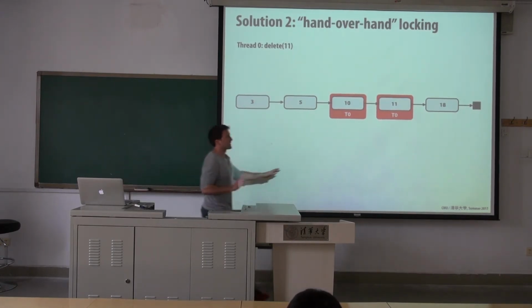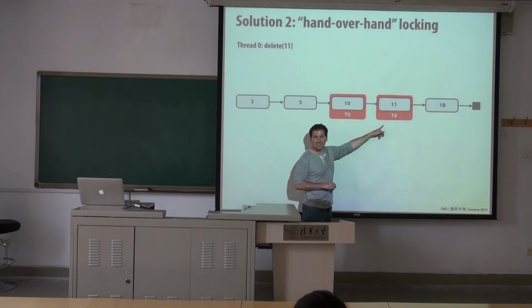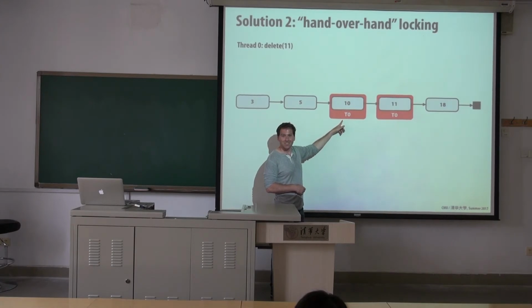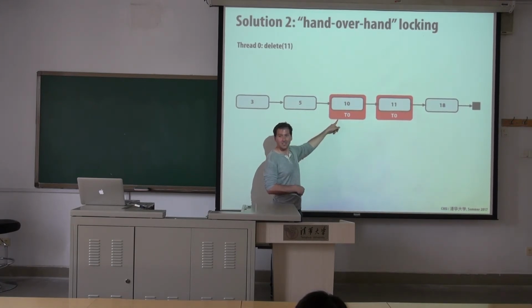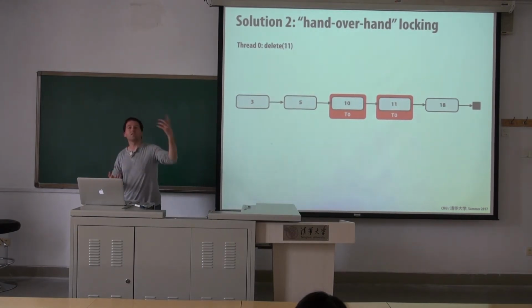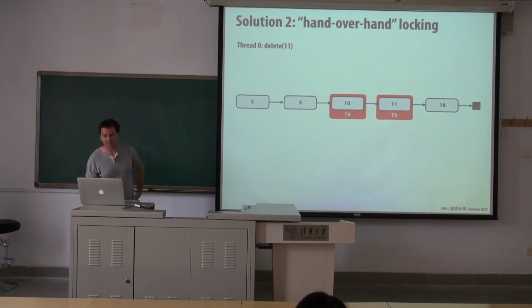So the invariant is, if I'm trying to delete 11, and I have a lock on the node before 11, I know that nobody is deleting 10. Because if somebody was trying to delete 10, they would need the lock on it. So if you're trying to delete something, we want the lock, and we always want the previous lock as well. So at this point, that's previous and current.